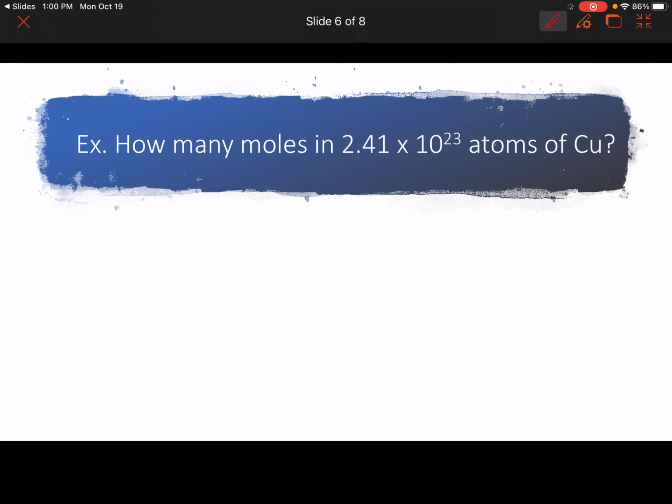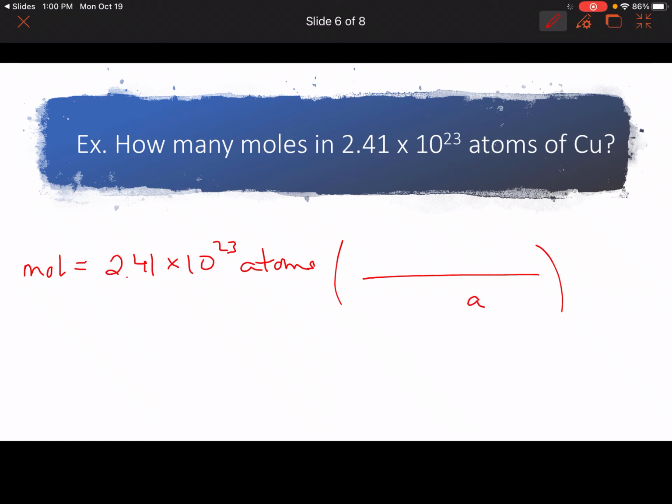So how many moles in 2.41 times 10 to the 23rd atoms of copper? So for this one, you're looking for moles. Again, what are you looking for? Equals what do you know? You've got 2.41 times 10 to the 23rd atoms. Now we're going to draw our brackets for our conversion factor. Atoms goes on the bottom, moles goes on the top, and I know that in 1 mole, how many atoms do we have? Right, 6.02 times 10 to the 23rd.